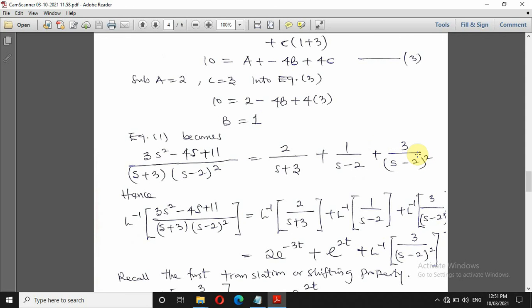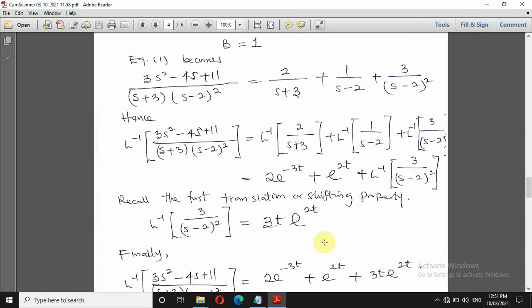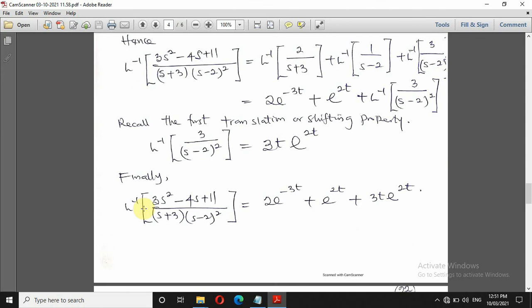What is the inverse of this one? Look at this one. You see that here, you need to use the shifting principle. Because this is x minus 2 squared, you are shifting away from 2. So you know that here you are going to have exponential 2t. But what about this? If you scroll down, I said you should recall the first translational or shifting property, which is the Laplace inverse of 3 over x minus 2 squared. This is the same thing as the Laplace inverse of t, which is 1 over x squared. So you shift away from 2. That will give us 3t exponential 2t. So that is the Laplace inverse of this problem.